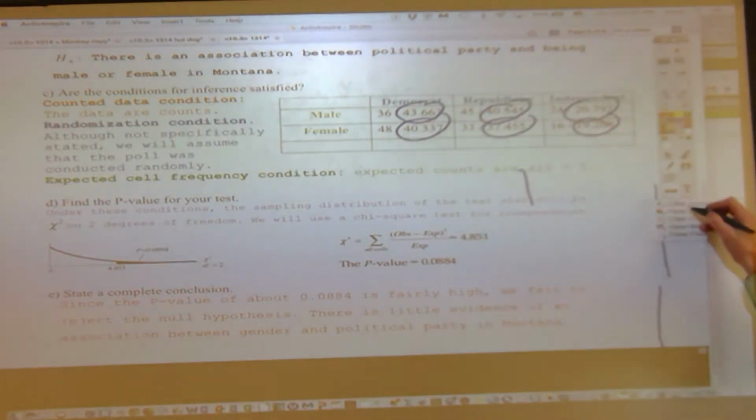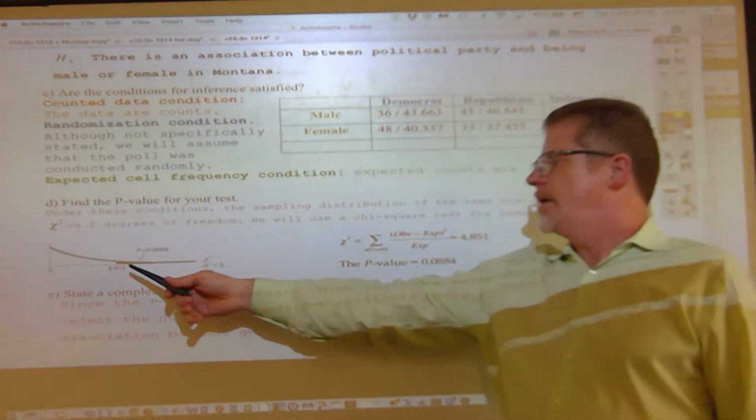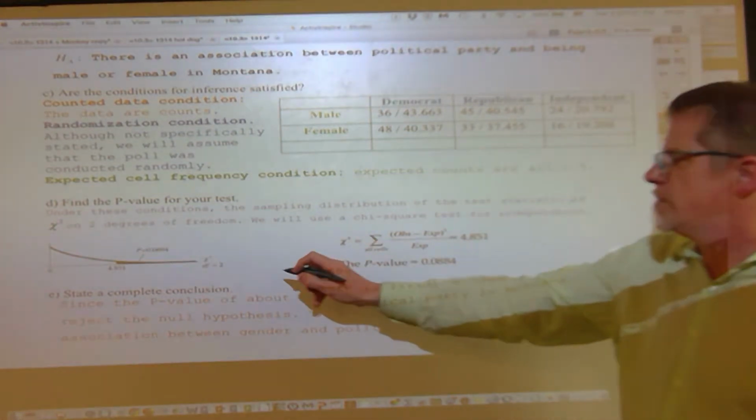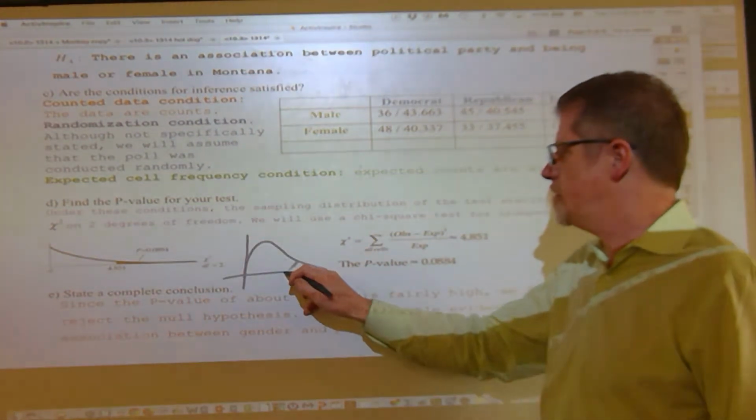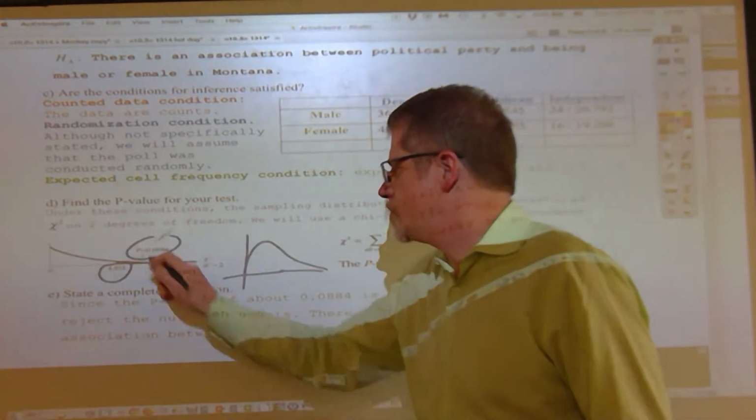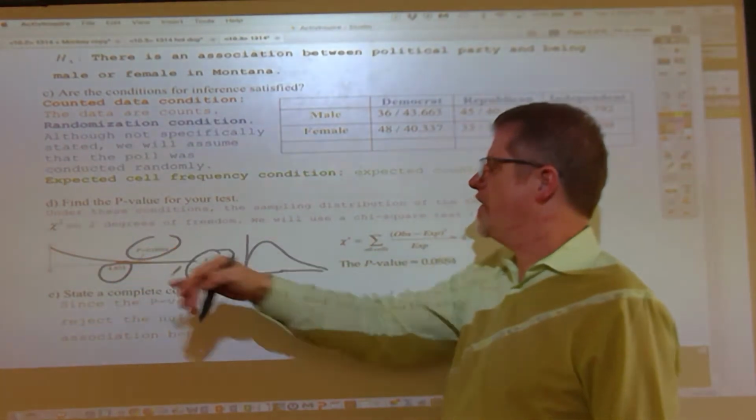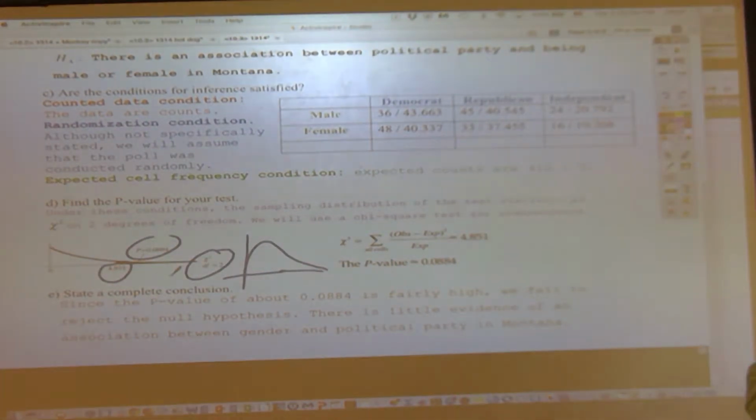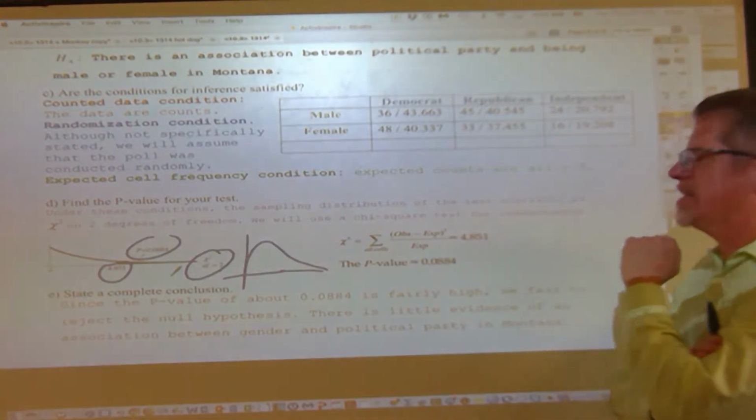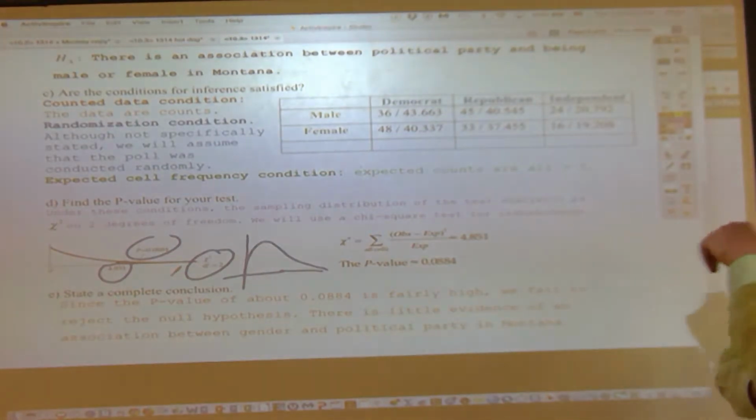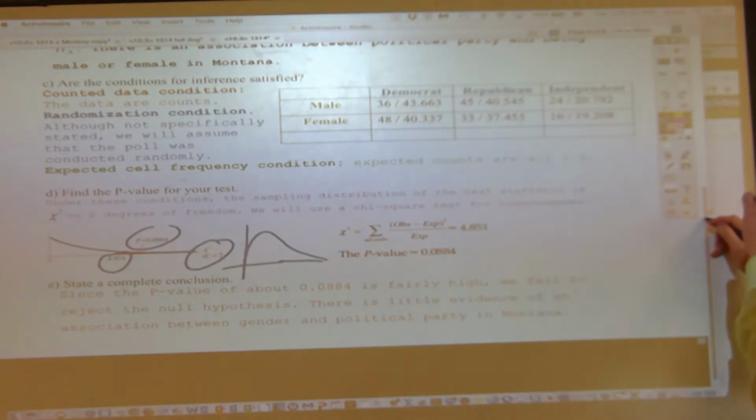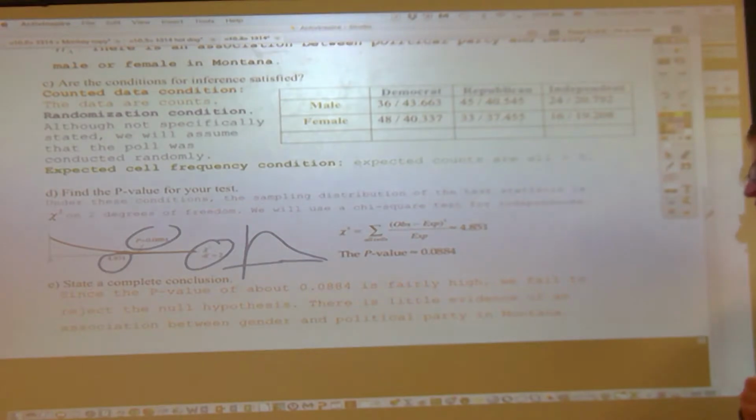But we draw the chi-squared distribution, it's not a bell curve with 4 numbers, it's a curve that looks like this, skewed right. Actually, you just need the chi-squared value and the p-value is all you really need, because there is no observed value that's converted to a test statistic. There's just a test statistic. Just make sure you include your degrees of freedom there. And the conclusion is that since the p-value is fairly high, we fail to reject the null hypothesis. There's little evidence of an association between gender and political party.